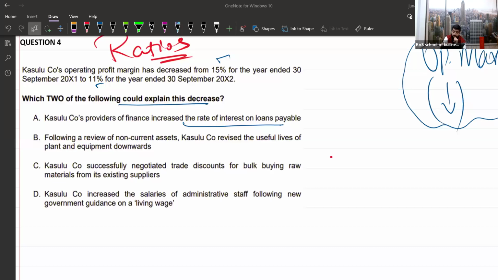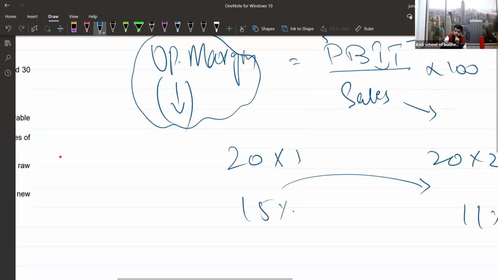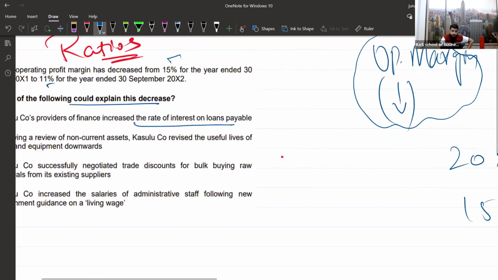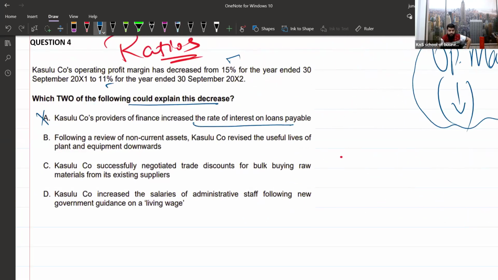Why? Because remember, the formula that we are following is the profit before interest and tax. In this profit, there is no impact of interest. So if the interest is increasing or decreasing, this will not have any effect on the operating profit margin. Yes, Renuka, we don't consider finance cost in this particular ratio. So option A is not the correct one.